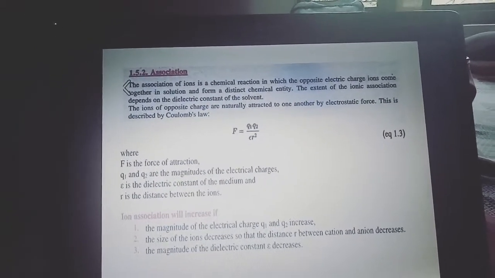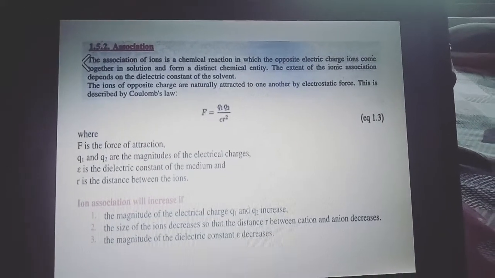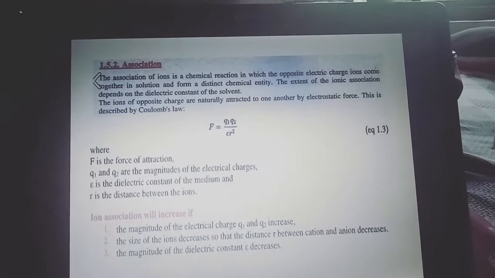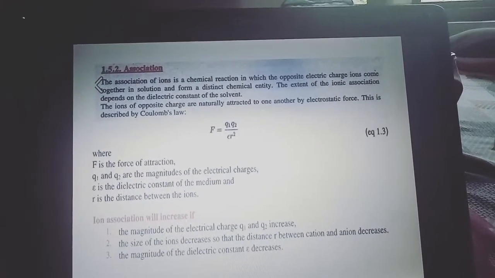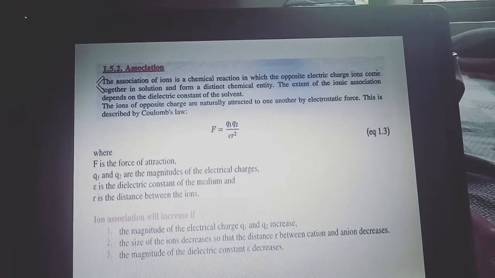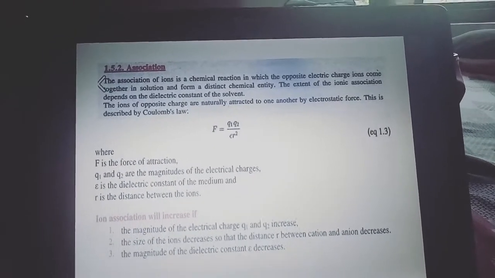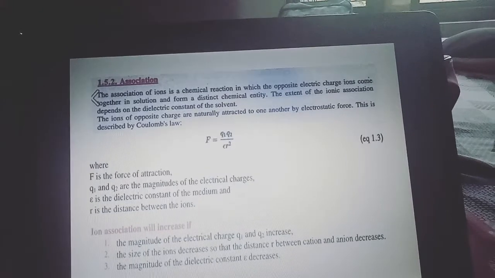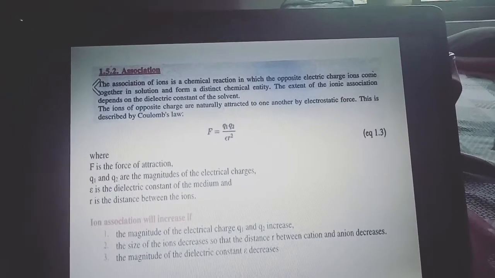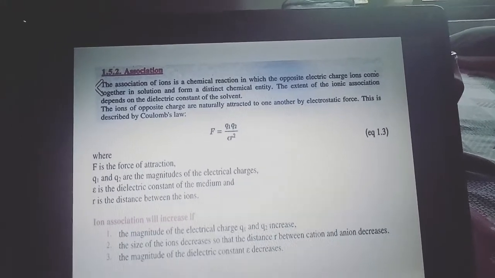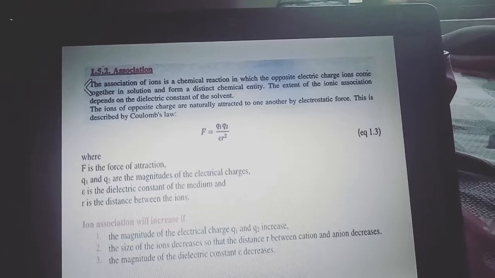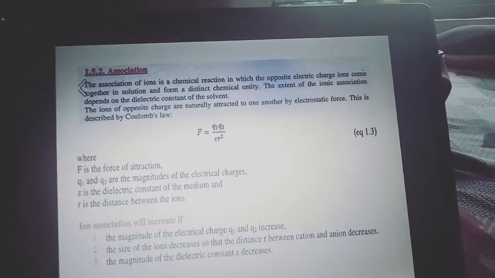Now the ions of opposite charge are naturally attracted to one another by electrostatic force. Means when these oppositely charged ions come in our solution, okay, then they are attracted to one another by the electrostatic forces. Positive will attract towards negative and negative will attract towards positive. Then this is described by Coulomb's law. Coulomb's law states that F is equal to Q1 Q2 upon epsilon R square.